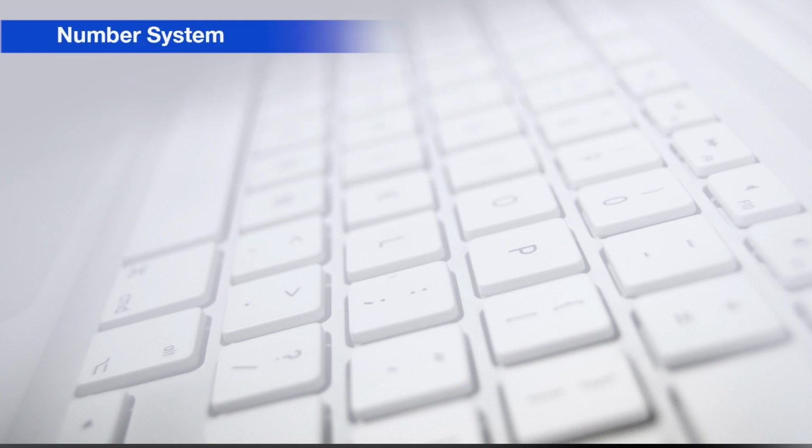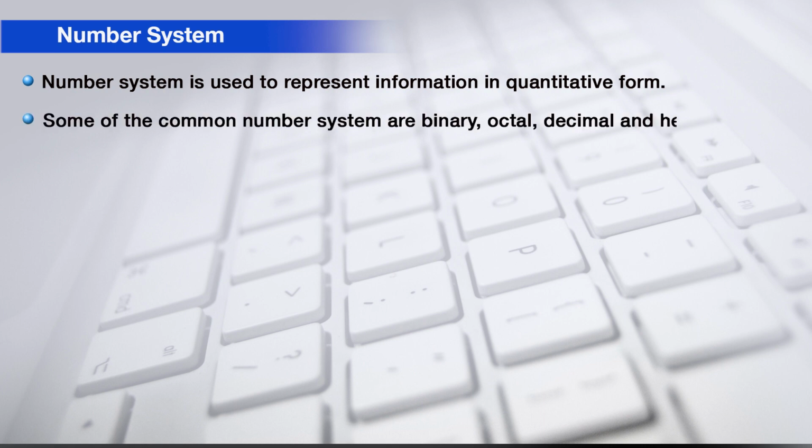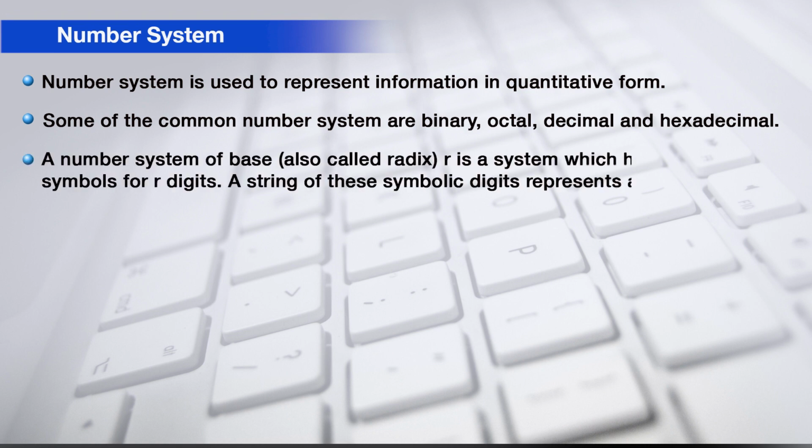Now coming to the number system. Number system is used to represent information in quantitative form. Some of the common number systems are binary, octal, decimal and hexadecimal. A number system of base, also called a radix, R, is a system which has distinct symbols for all digits. A string of these symbolic digits represents a number.